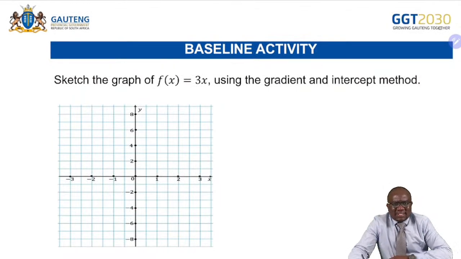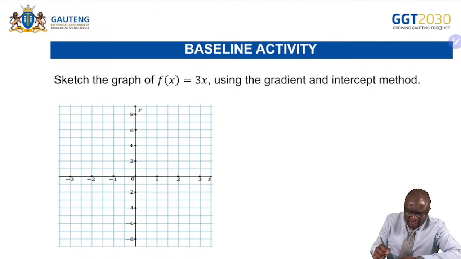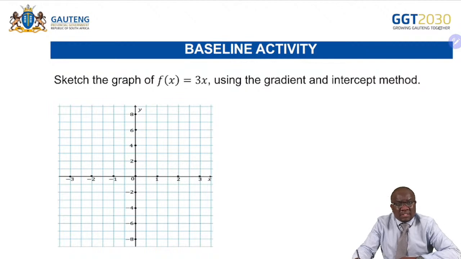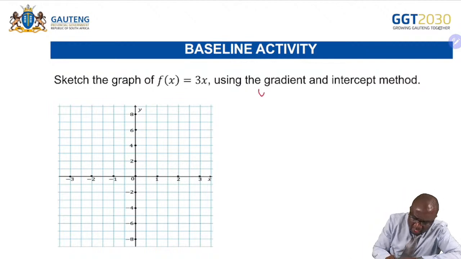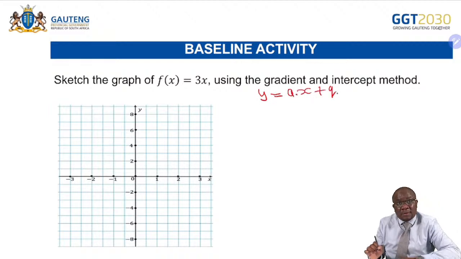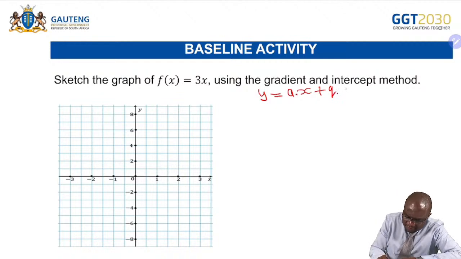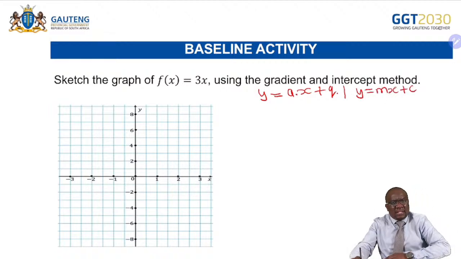Right, welcome back, grade 10s. Did you manage? Don't worry if you didn't get it. Let me try to explain this for you. Remember, we're looking at the function y equals ax plus q. In some books, you may find this function written in this form: y equals mx plus c. So m is equivalent to a, and q is equivalent to c.